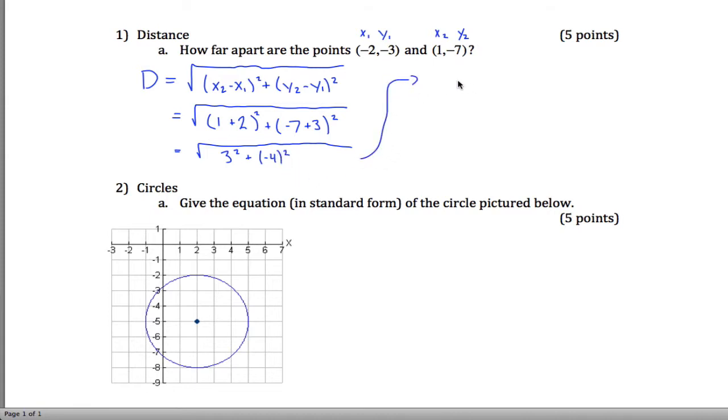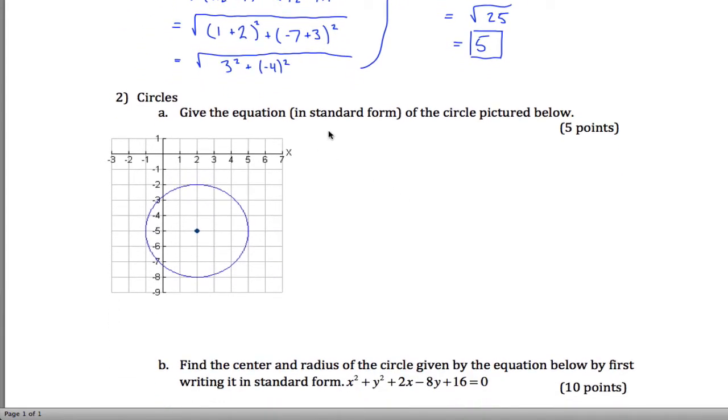In other words, the distance is equal to the square root of 3 squared is 9. Negative 4 squared is 16. Another 3, 4, 5 triangle. Square root of 25. It's 5. The distance between these 2 points is 5.